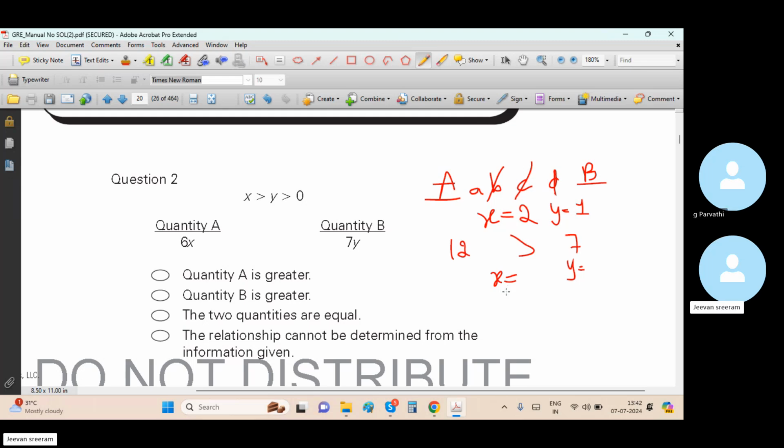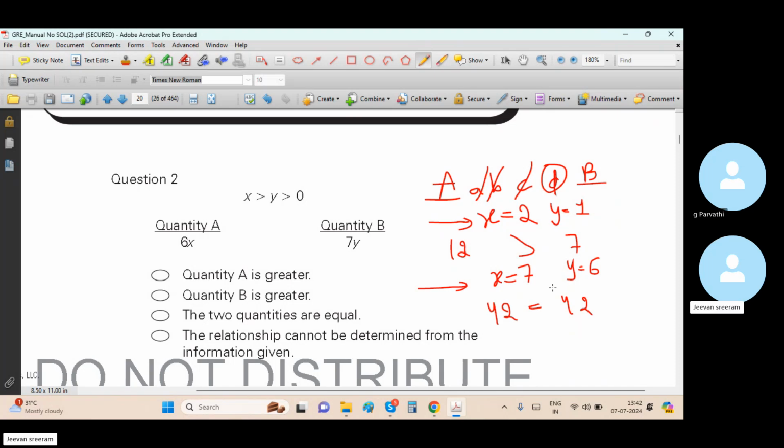Can you try fractions? Can you try extremes? Can you try repeat? So let's take 7 and 6. What happens? Oh, it's the same answer. Then what's the answer now? Cannot be determined. Yes. A gets cancelled. So what I have tried here is repeat.